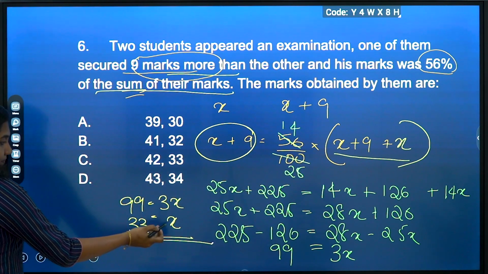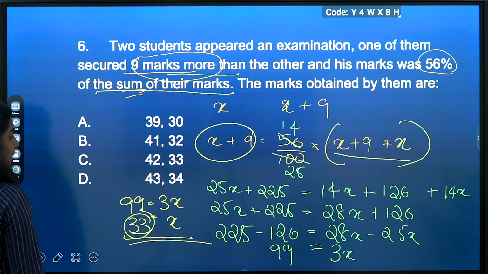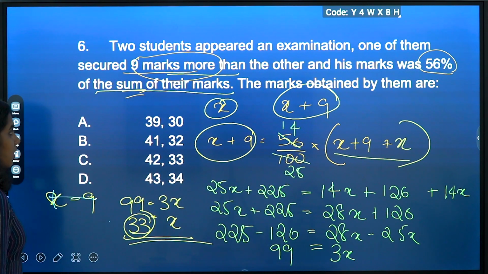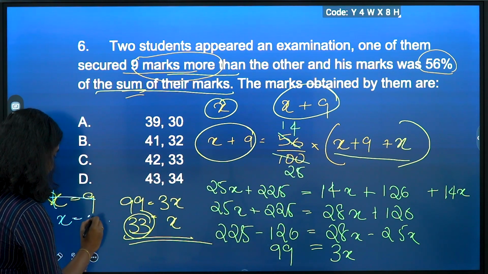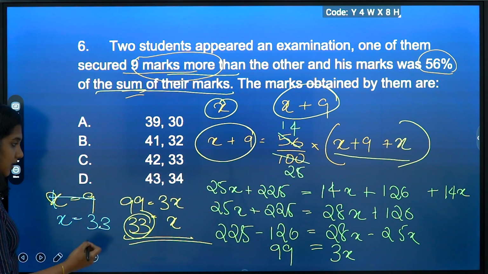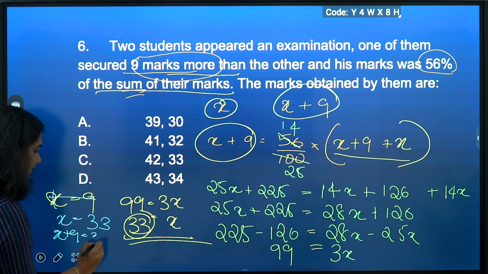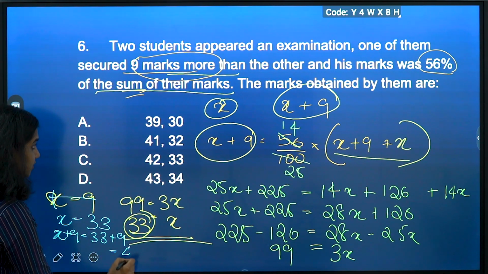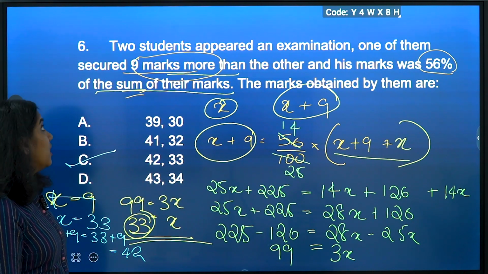Okay, so mark of one student is 33. So you have to find out the mark of second student. So one is x and the other is x plus 9. Okay, so if x is 33, the other marks will be x plus 9, right? So 33 plus 9 will give you 42. So option C is our answer. 42 and 33 is our answer.